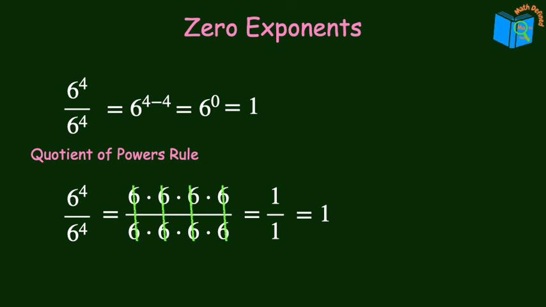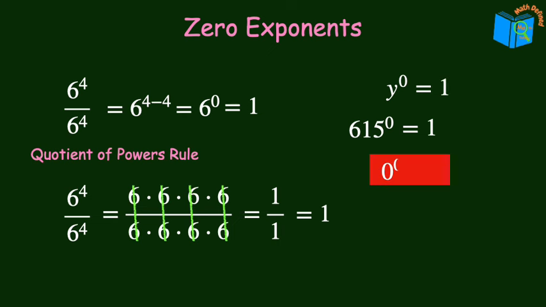So the next time you see a power with an exponent of 0, you'll know it is equal to 1. However, you need to also remember that if you see a power with a base of 0 and an exponent of 0, it is never equal to 1.